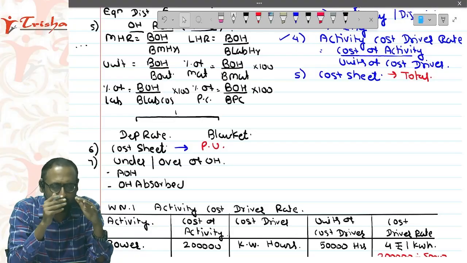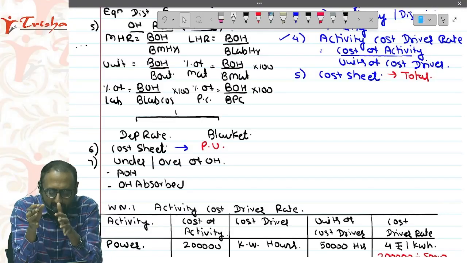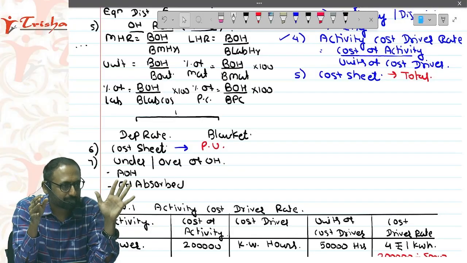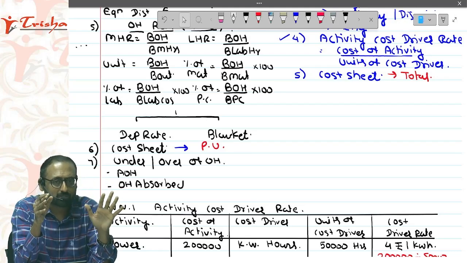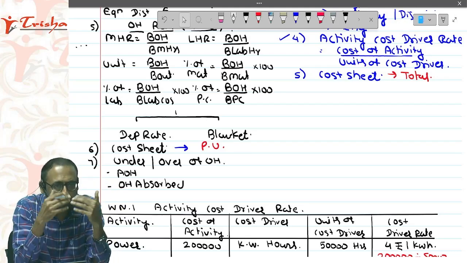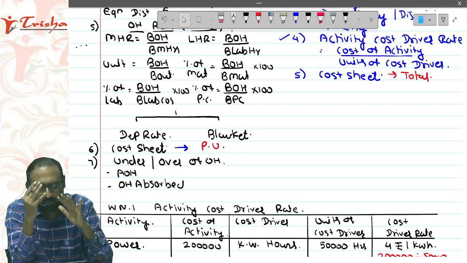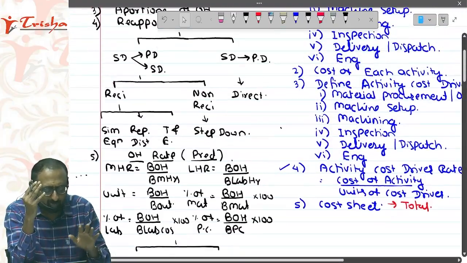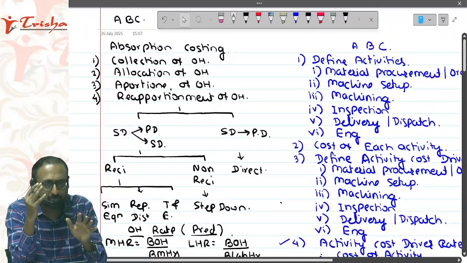After calculation of the departmental rate or the blanket rate, you prepare the cost sheet. You absorb the overhead on the basis of the predetermined rate. So these are the steps you are going to follow in the case of the traditional absorption method of costing.